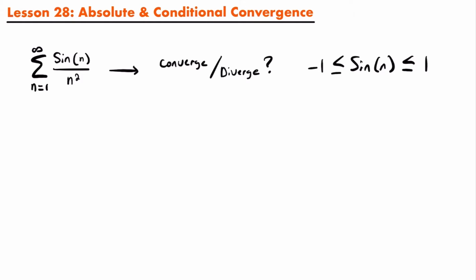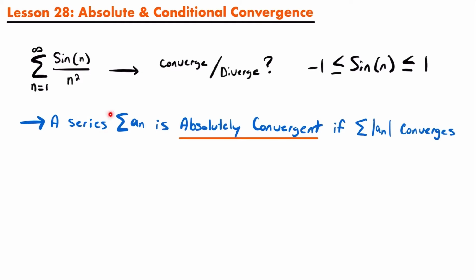And so this series is not an alternating series, and so we can't use the alternating series test, which means that there's no convergence test that we currently know that will allow us to determine if this series converges or diverges. And so what we can do for a series like this is test for something that we call absolute convergence. An infinite series, the sum of the terms of a sequence a sub n, is absolutely convergent if the sum of the absolute value of a sub n converges.